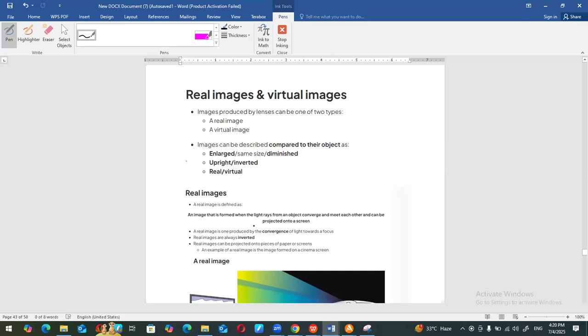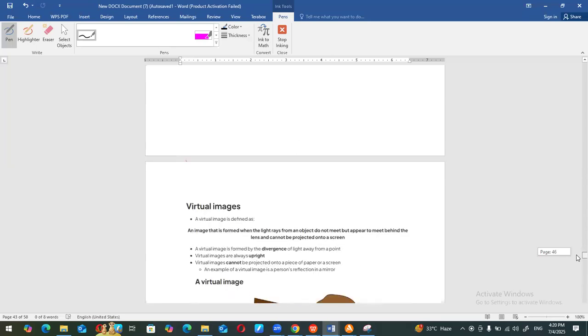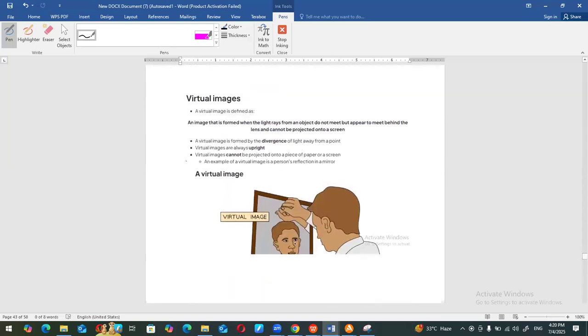Real and virtual. What is real? As I just told you, it is actually formed by the real intersection, and it can be achieved on the screen. This is the virtual image. You can see it in the mirror. We already talked about this.